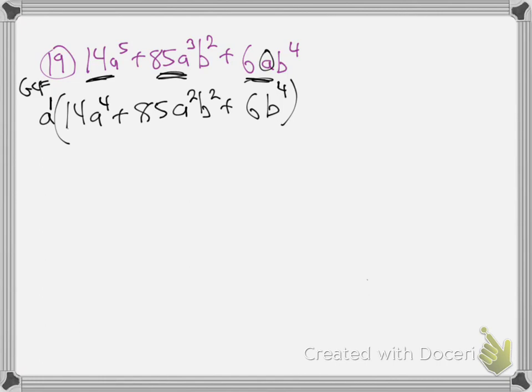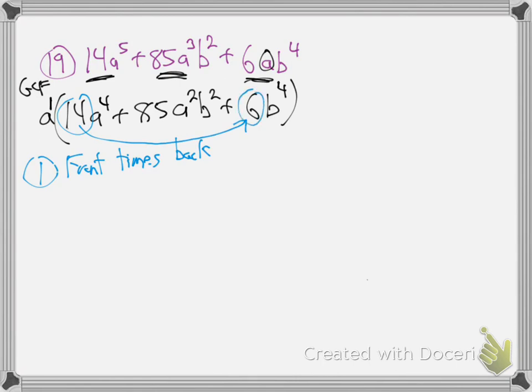All right, now let's go to the usual steps. Step number 1, front times back. So grab this front and multiply that back. Leave the a in the front. So you get a to the 4th plus 85a squared b squared plus 6 times 14 is what? 60 and 24, 84. b to the 4th. Okay, and now step 2.